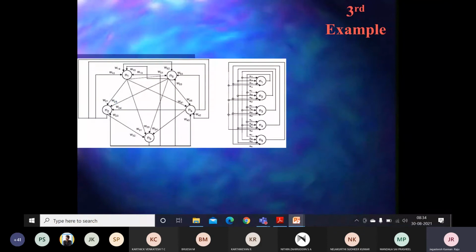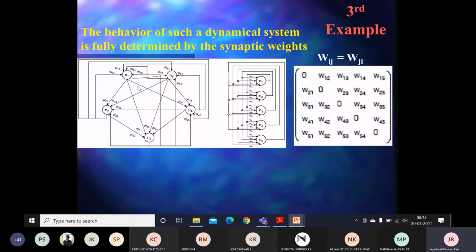In the third example, if more neurons are involved, the behavior of a dynamical system is fully determined by the synaptic weights. Here node 1, node 2, node 3, node 4, and node 5 are all interconnected. But this particular diagram looks complex and clumsy in nature, so these nodes are rearranged in this fashion. And if you see this, N1 is connected to N2, N3, N4, and N5. Similarly, N2 is connected to N1, N3, N4, and N5.